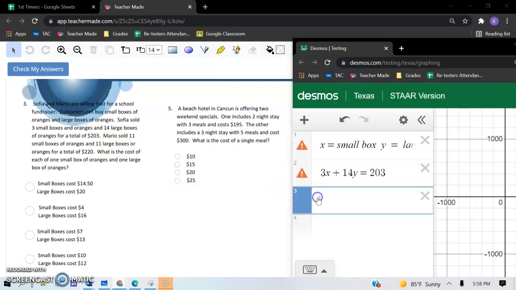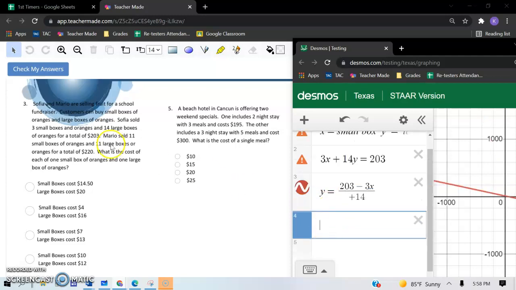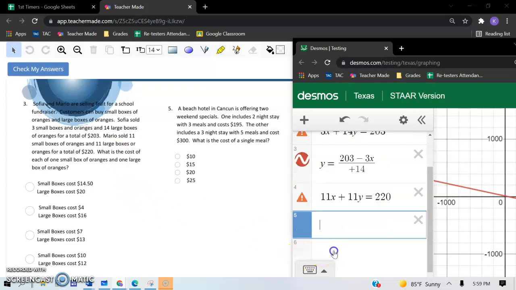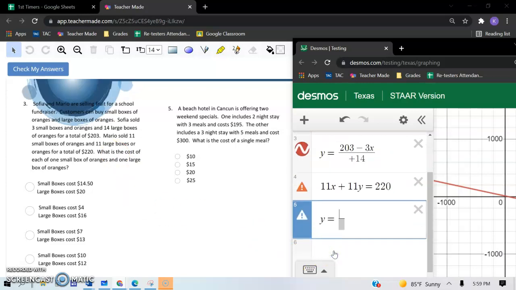Let me solve for y. Y equals 203 minus 3x divided by positive 14. Let's go to Mario. Mario sold 11 small plus 11 large for a total of 220. Solve for y. Y equals 220 minus 11x divided by positive 11.